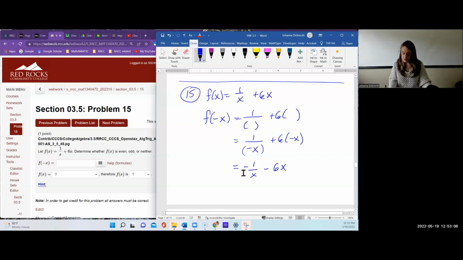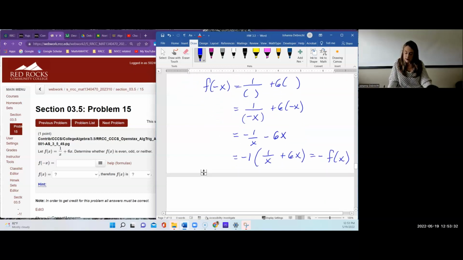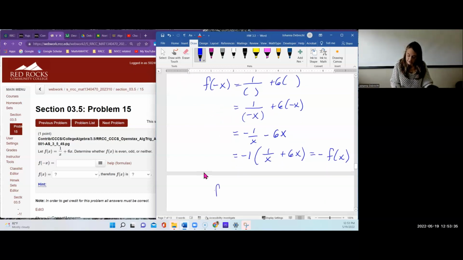Now, the confusing part on this one is that it's got the double negative, but I can factor the negative out by dividing both terms by negative, and that leaves 1 over x plus 6x. But that's the original expression, so I have a negative times f of x. That means f of negative x is equal to negative f of x. Another way of writing that is to have f of x equal to negative f of negative x, where I simply move the negative from this side of the equation to that side. It means the same thing.